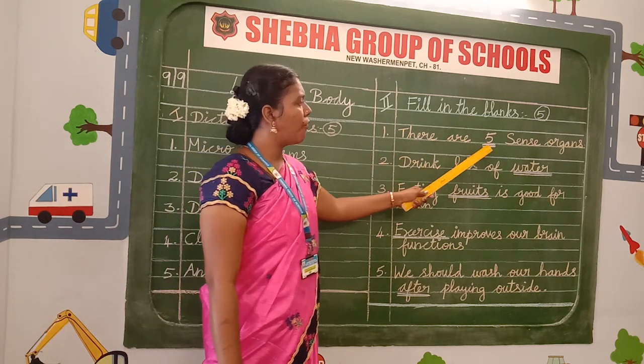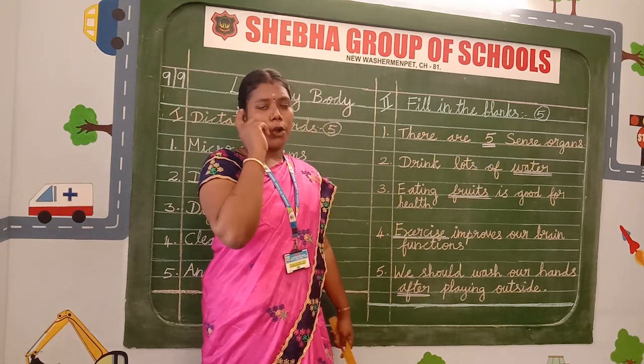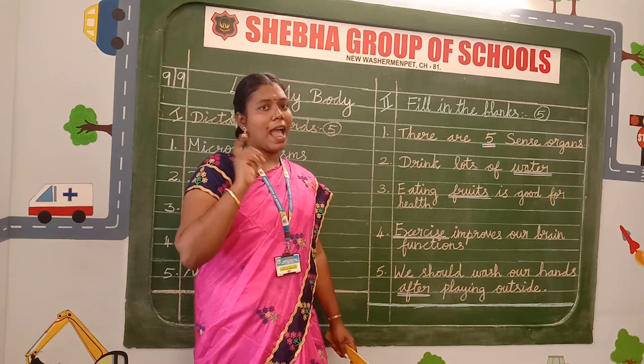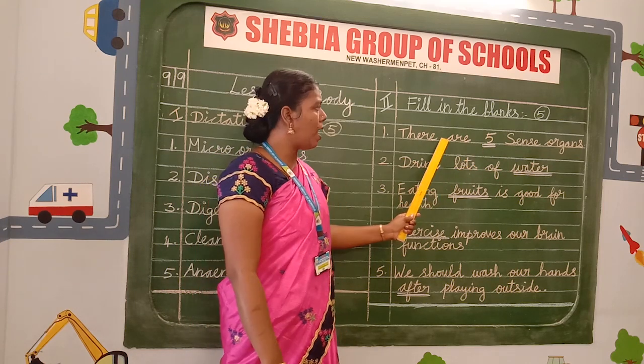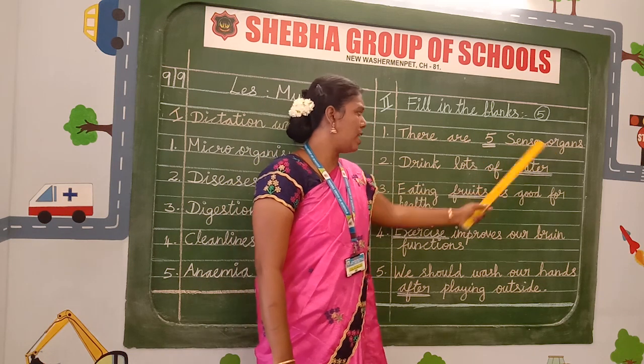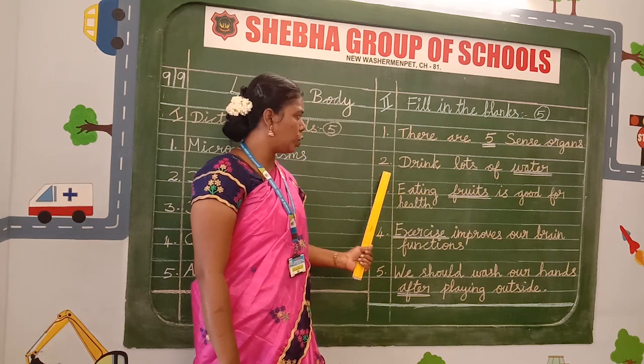There are 5 sense organs. Sense organs means eyes, nose, ears, tongue and skin. These are the 5 sense organs. You can write 5. There are 5 sense organs. Then you can leave the line. Then you can write number 2.